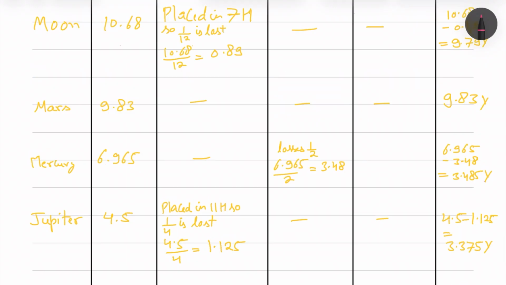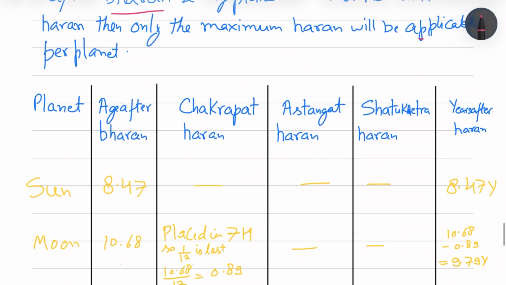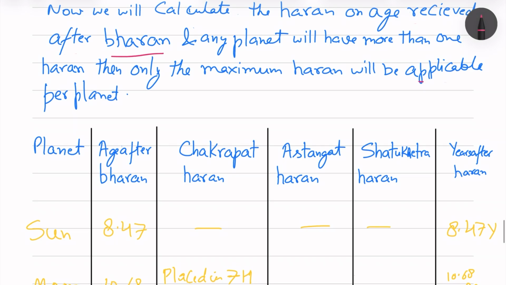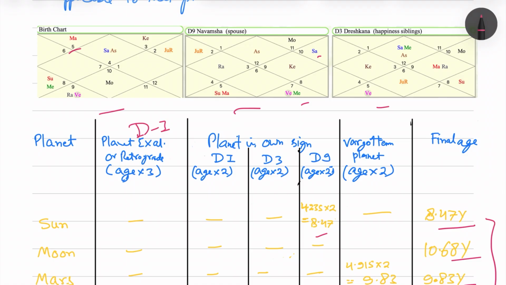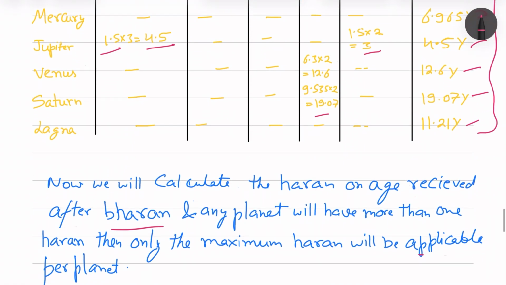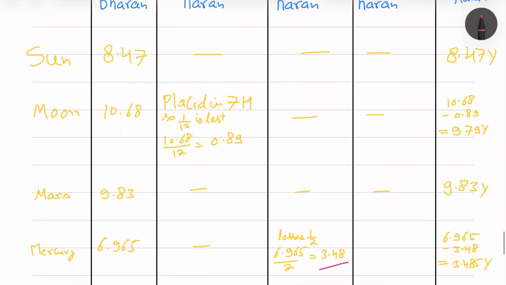After that, Jupiter is placed in the 11th house, so it will lose 1/4 of its age. 4.5 divided by 4 is 1.125. Other than that, none of the planets are in visible half, so Chakrapath Haran will not be applicable. Astangat Haran, only Mercury is combusted by Sun, so it will lose half of its age. So Mercury 6.965 divided by 2, 3.48. Rest of the planets are not combust.